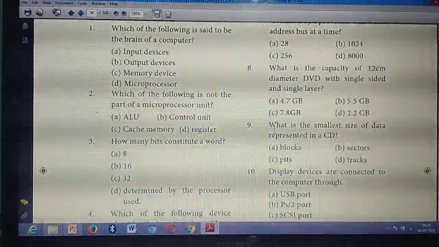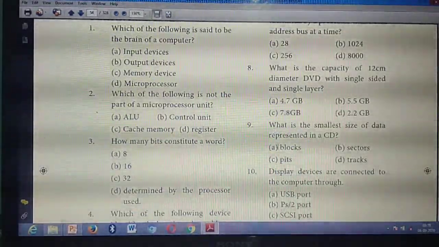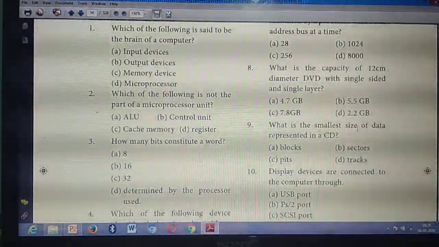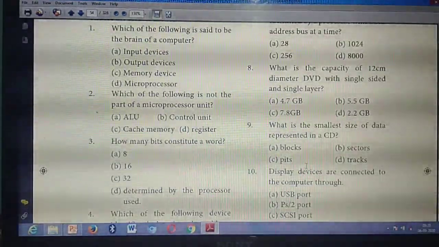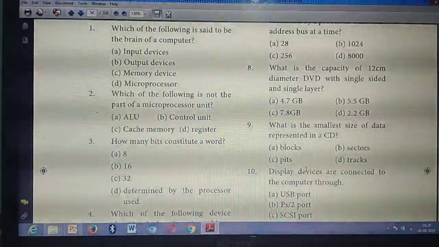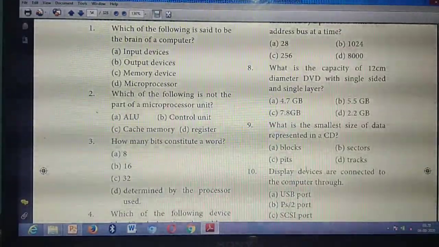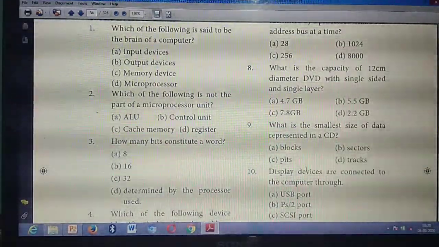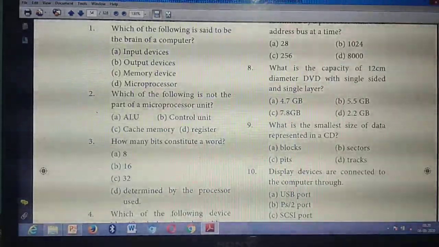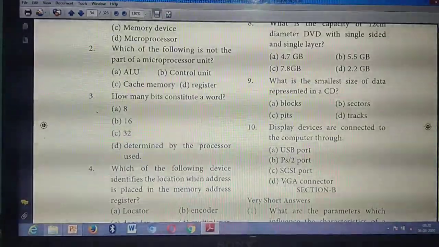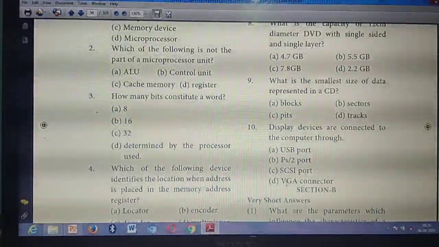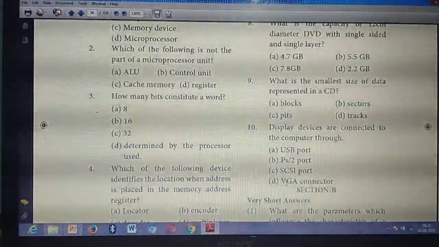Then ninth question, what is the smallest unit of data represented in a CD? Option C, bits. Then 10th question, display devices are connected to the computer through option D, VGA connector.